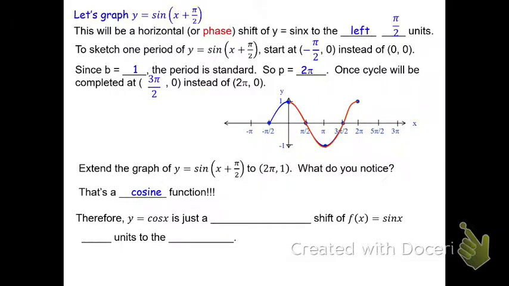And it turns out, really, y equals cosine of x is just a phase shift of y equals sine of x. Any cosine can be a phase shift of sine, just like any sine can be a phase shift of cosine. It's just moved to the left or to the right. Now in this case, y equals cosine of x is the sine graph shifted pi over 2 units to the left. Because we took the original sine graph and moved it to the left, it appears to be cosine.